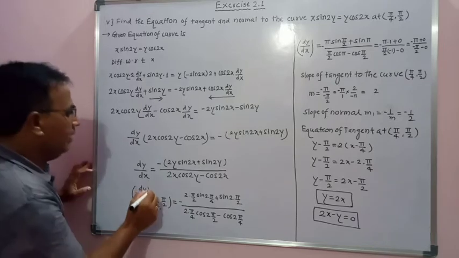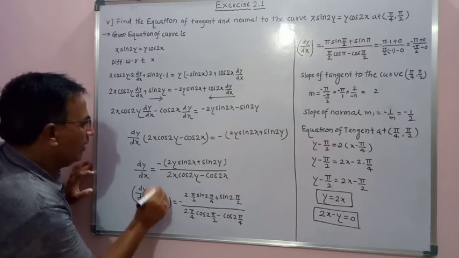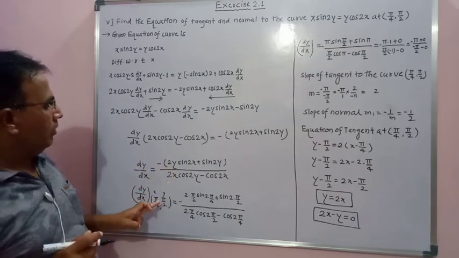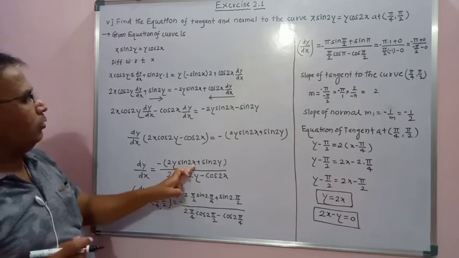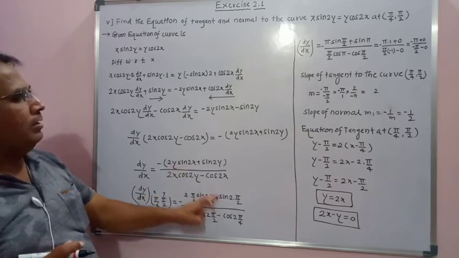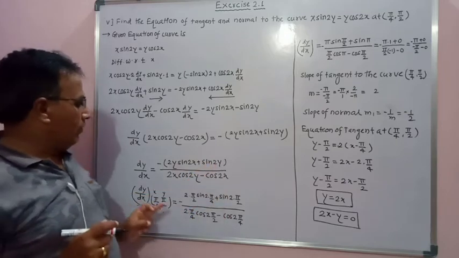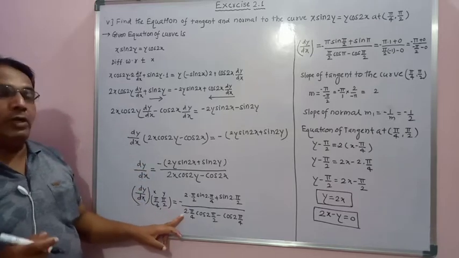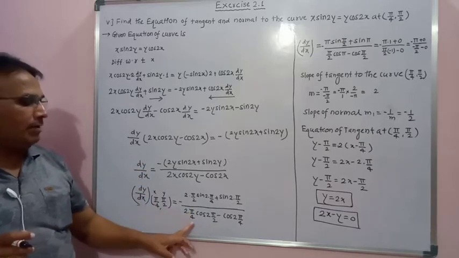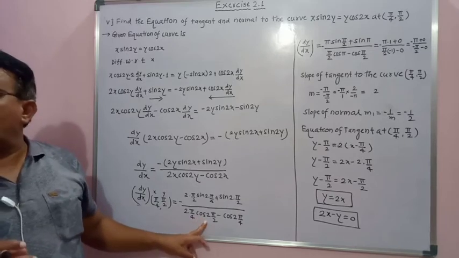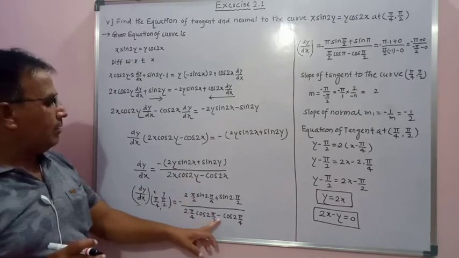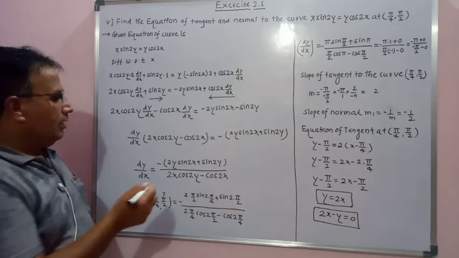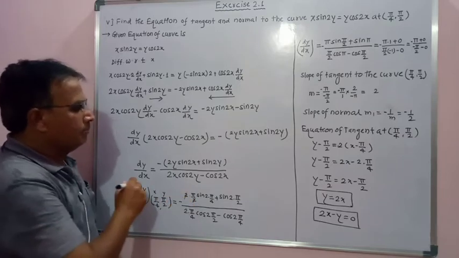Therefore, x is pi by 4 and y is pi by 2. Therefore, 2y: 2 into the value of y is pi by 2, into sin 2x, the value of x is pi by 4, plus sin 2y, sin 2 into the value of y is pi by 2. And totally divided by 2x, 2 into the value of x is pi by 4, into cos 2 into the value of y is pi by 2, minus cos 2x, cos 2 into the value of x is pi by 4. These 2 and these 2 are cancelled.